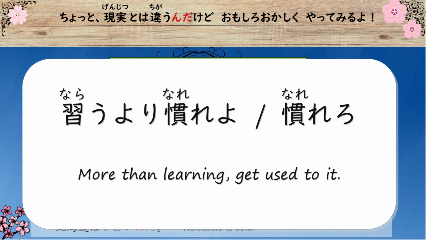And for this kind of grammar, I have a perfect Japanese saying to summarize the situation. Narau yori nareyo, or narau yori narero. It means literally, more than learning, get used to it. Instead of having someone explain or teach you, just experiment yourself again and again and again. And when you've experimented 10,000 times, then you will get used to it. You will figure it out by yourself. This is what this saying means.